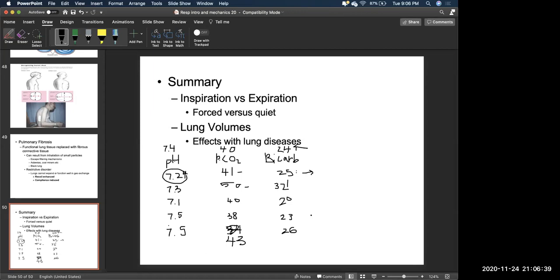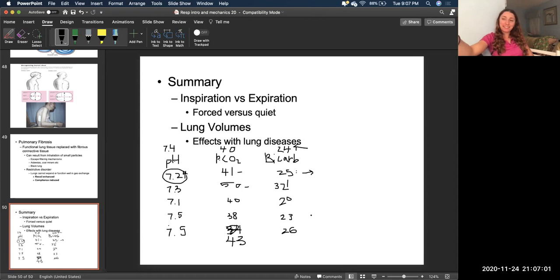So 7.5, that's basic. And 43, that's more than 40. And bicarb is 26, that's more than 24. So I'll say it's metabolic alkalosis. Yes, ma'am. Great. You did it faster than I can. You just went boom, boom, boom.